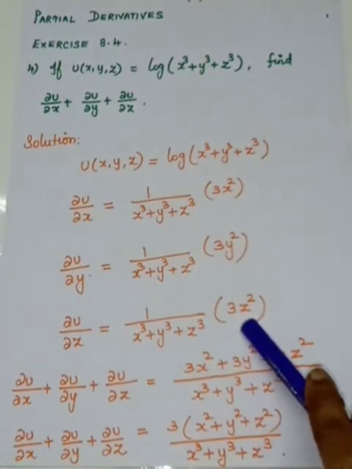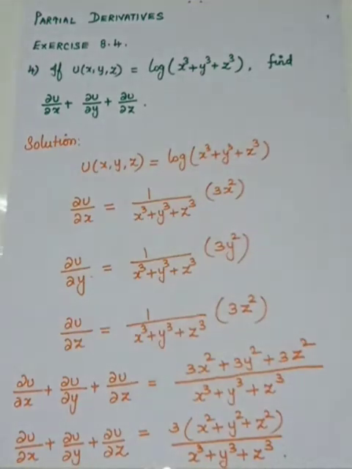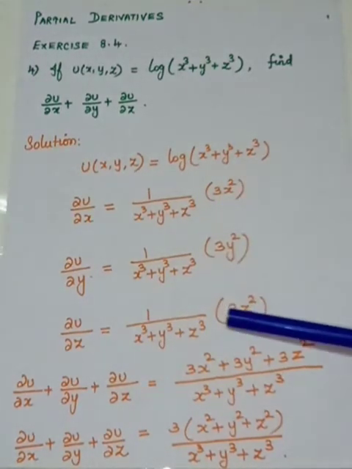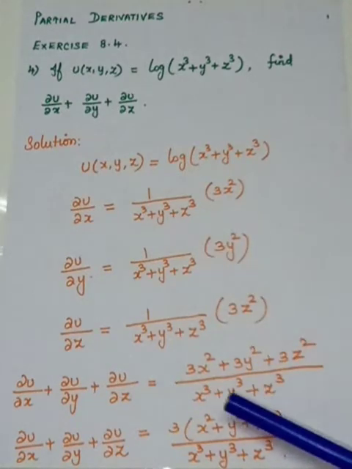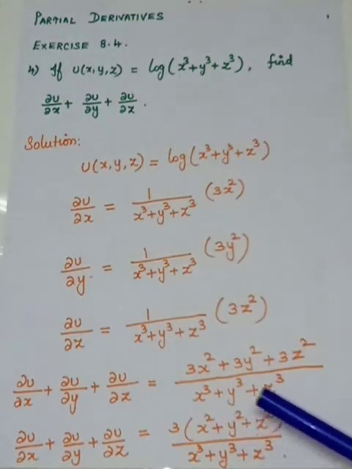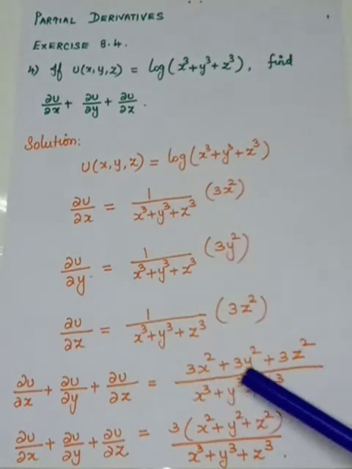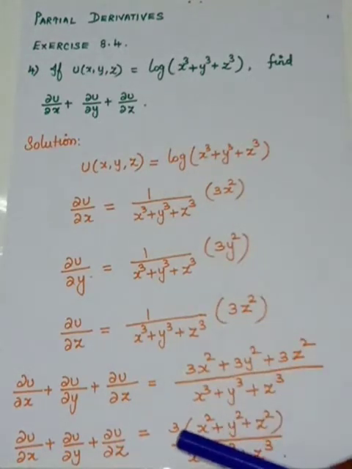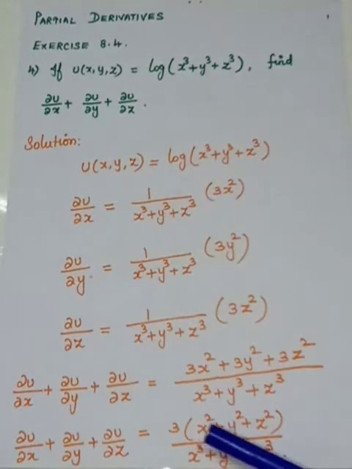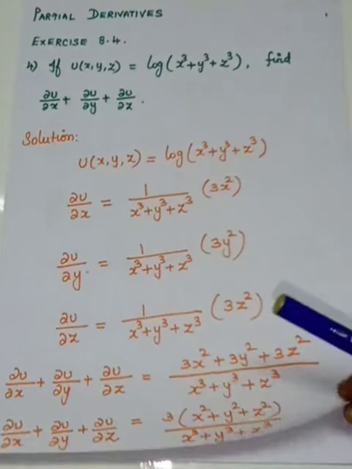Now what is asked? All three first order partial derivatives have to be added. So these three have to be added. What is the LCM? It is x cubed plus y cubed plus z cubed. So we have to add the numerators. In the numerator, what is common? 3 is common. If you take it out, the remaining is x squared plus y squared plus z squared divided by x cubed plus y cubed plus z cubed. So we have found the result.